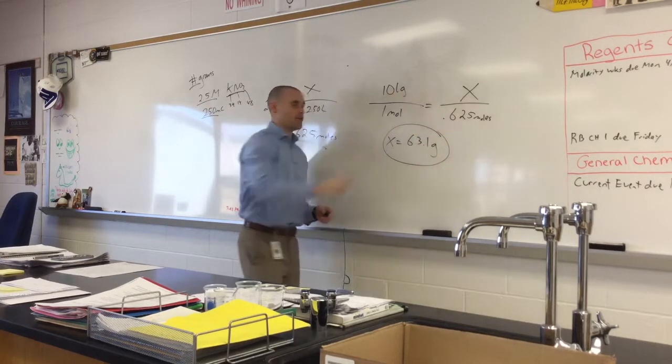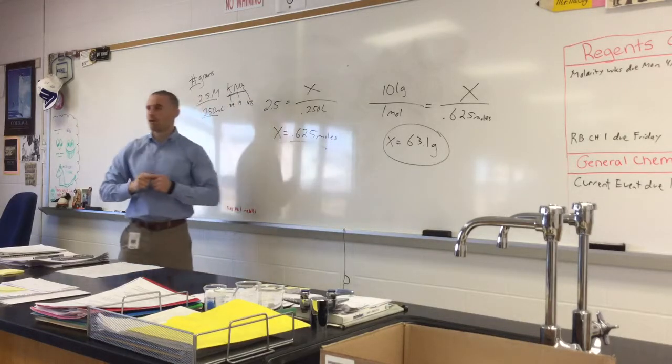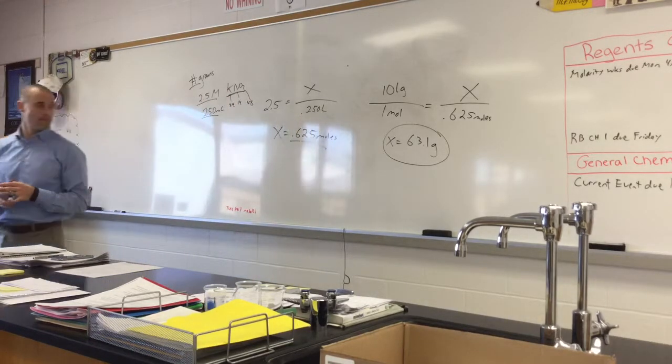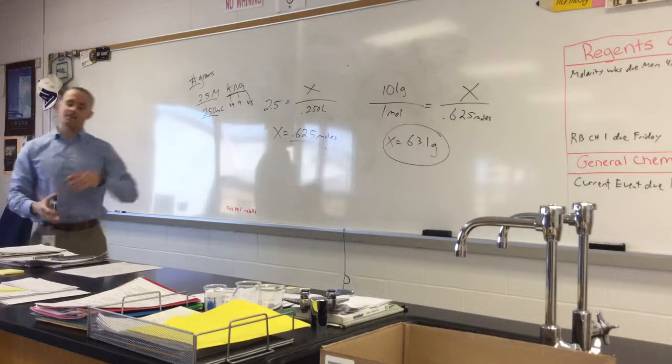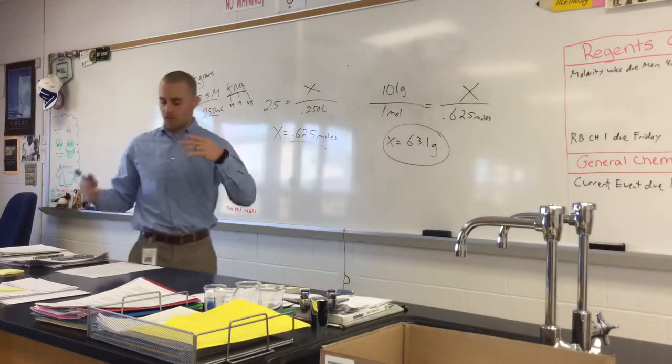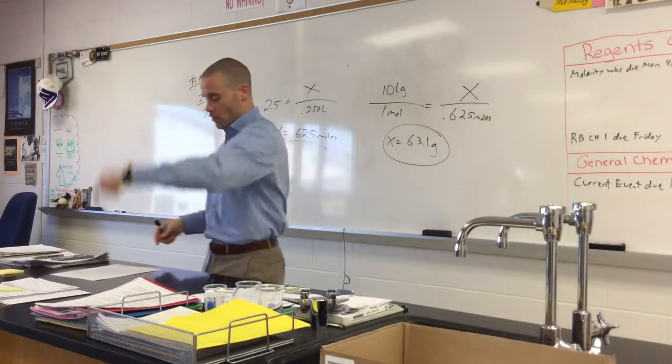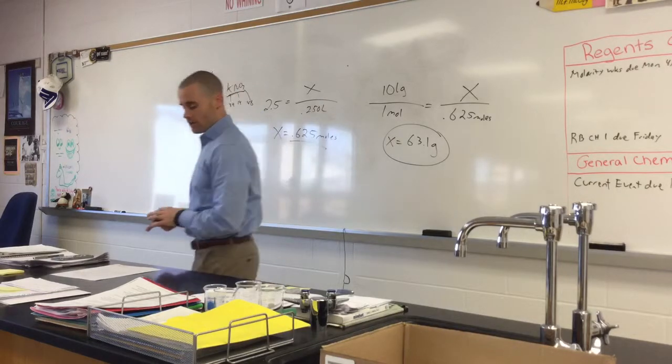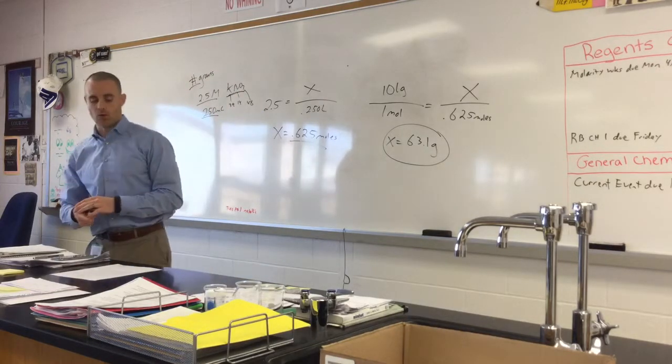63.1, because that's 3 sig figs. 63.1 grams. So that's as hard as it gets on the Regents for molarity problems. Go back to the homework now. Let's do number 8 together. And then again, number 9 and 10 we'll go through tomorrow.